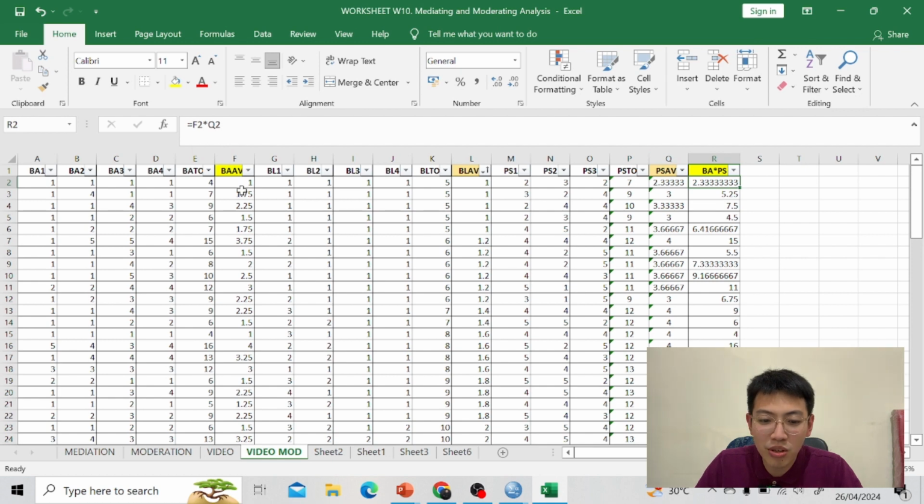Just the brand attitude here, it is F2 multiplied by Q2, perceived store image average. So it's better for you to find the interaction term in Microsoft Excel instead of using SPSS because it is easier. Alright, after you finish, then move this data into SPSS.